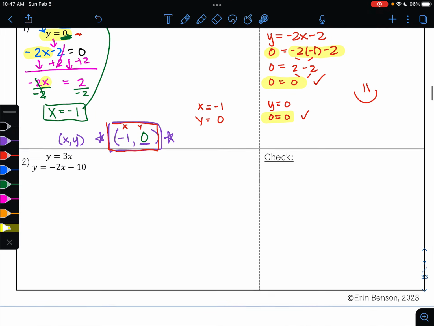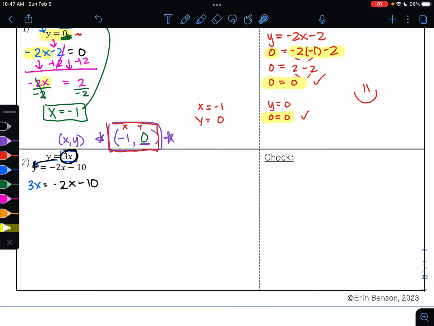Let's try that again on example 2. Remember, we need at least one of our equations to be either y equals or x equals. Both of these are y equals. So I'm going to take what y equals in this equation, and I'm going to plug it in for y in my second equation. So instead of y equals -2x minus 10, I'm going to have 3x equals -2x minus 10. I'm just taking what this y equals in this equation and plugging it for y in for that equation. Another way of thinking about it is both of these equations are y equals, so these two expressions have to equal each other.